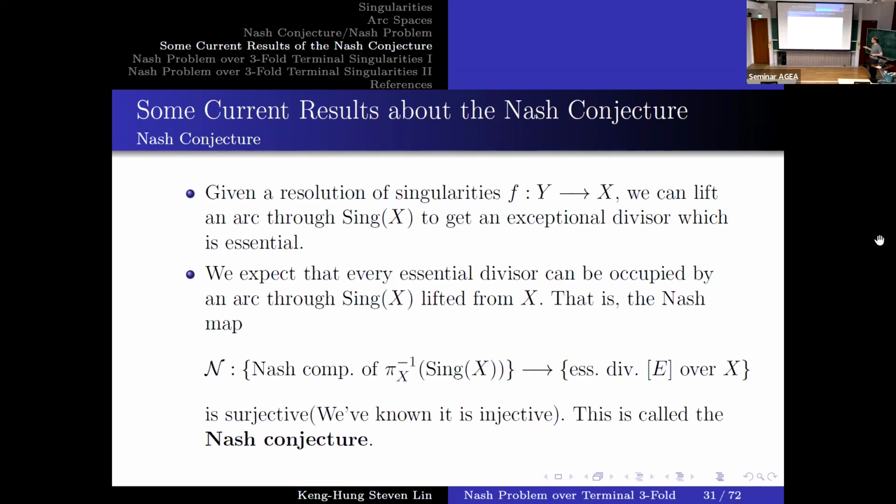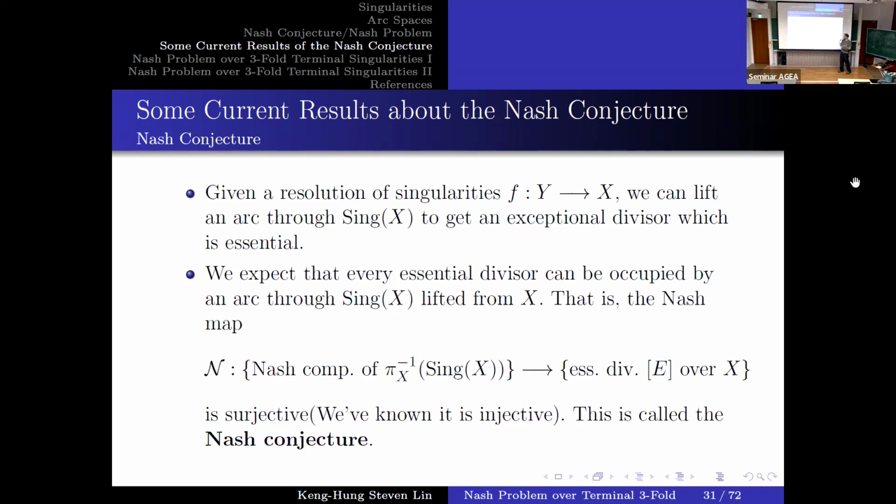Okay, and from the previous theorem, we know that Nash components can be uniquely mapped to the essential divisors, which means this map is injective. So next it is natural to ask: given an essential divisor E, can it be realized as an image of a Nash map?